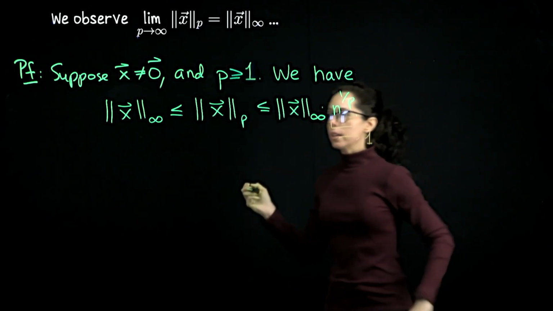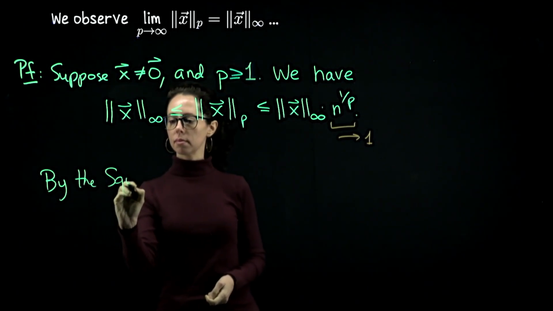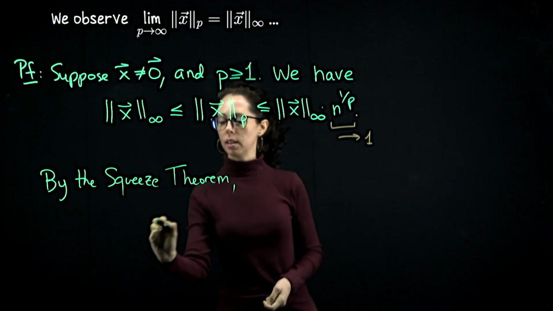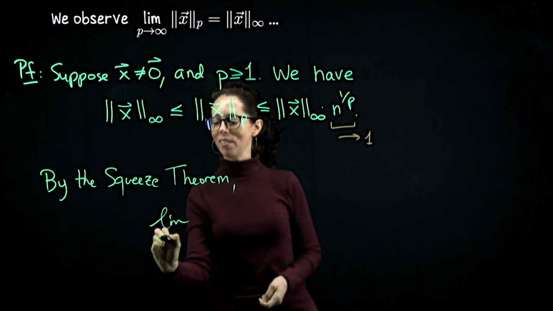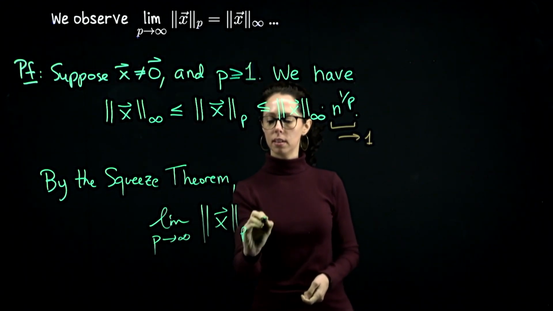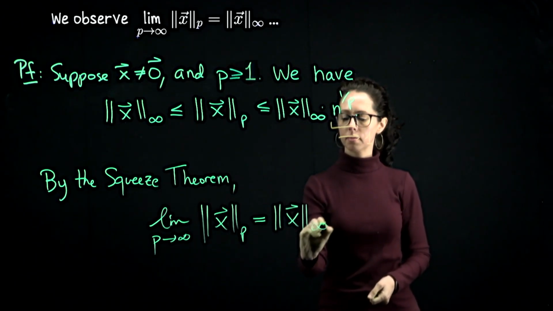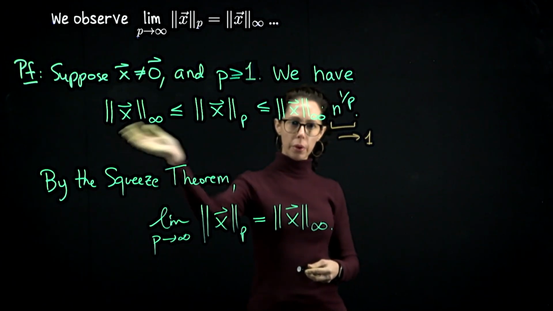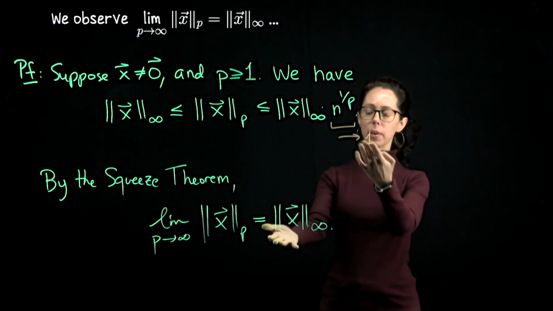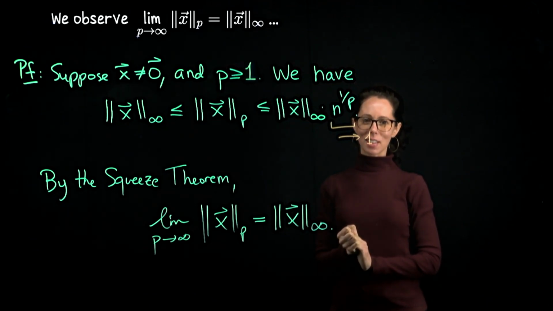So by the squeeze theorem, the limit of the middle expression as p goes to infinity will be the sup norm of x. Because on the left, it's bounded below by the sup norm of x. On the right, it's bounded above by something which is going to the sup norm of x as p goes to infinity. So in the middle, we're being squeezed to the sup norm of x. Okay, so that wraps up this exercise.